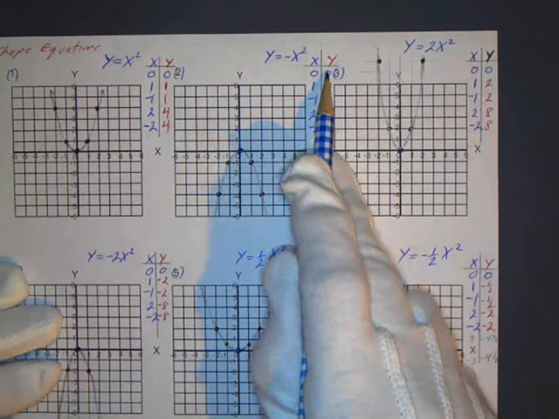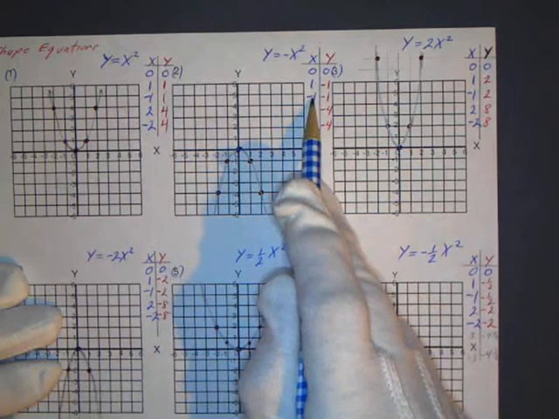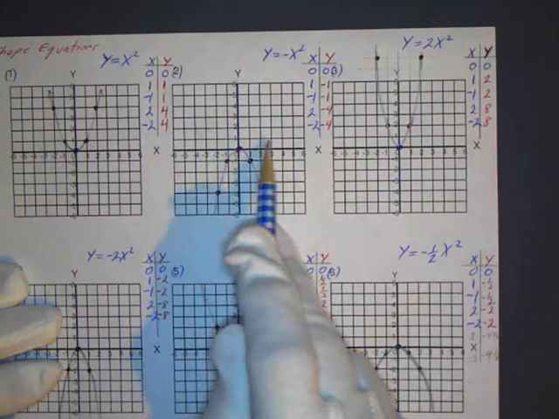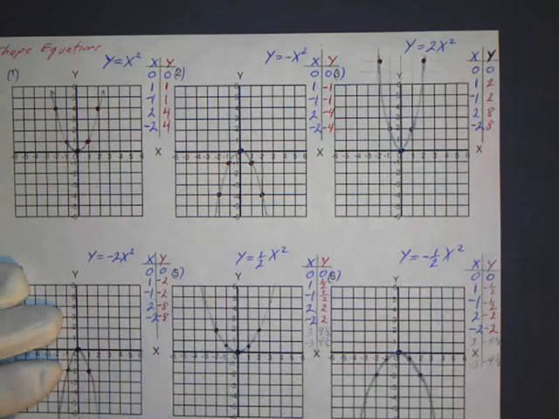So again, I start at my origin, which is 0, 0. And I go over 1, down 1. And this is left 1, down 1. Over 2, down 4. Left 2, down 4. And then I plot my points, and there's your y equals negative x squared.